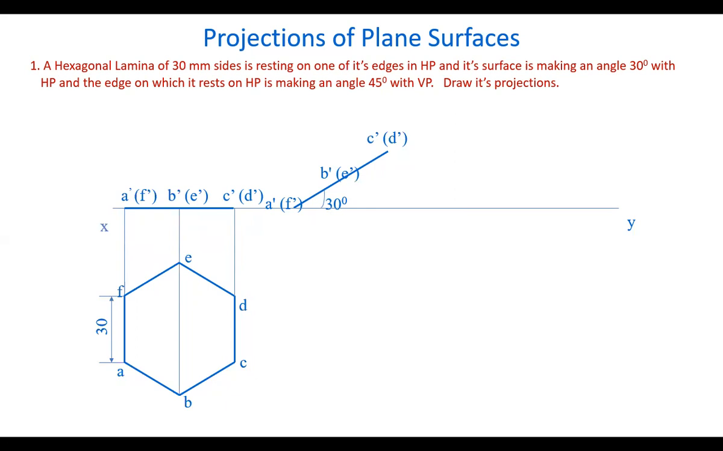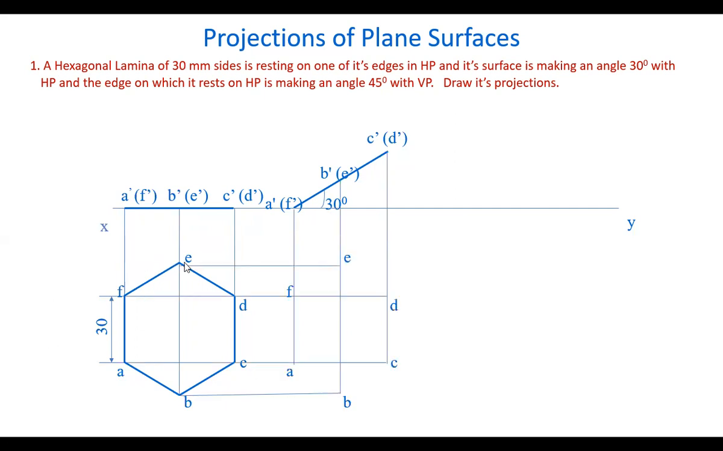Let's draw its top view. Draw projectors from all the points. Draw horizontal lines from these points. Mark the intersection points here and join them by straight lines. We get the top view.